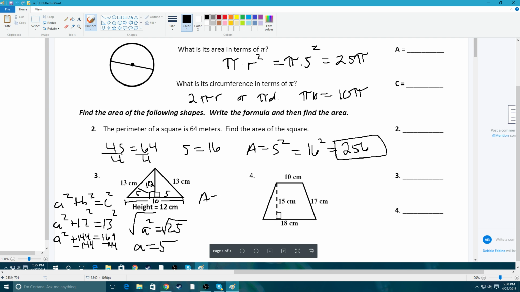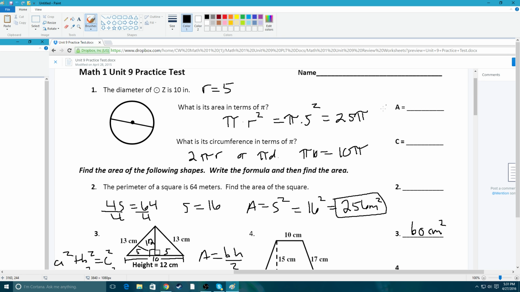So area is base times height divided by 2. Base is going to be 10. Height is 12, divided by 2. And that comes out to 60. 60 centimeters squared. I also forgot units on the previous two problems. This one is going to be meters squared. For the circumference, this is going to come out to 10 pi inches. And for area, this will be 25 pi inches squared.